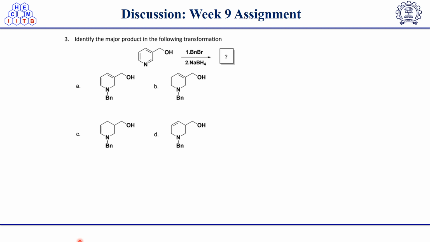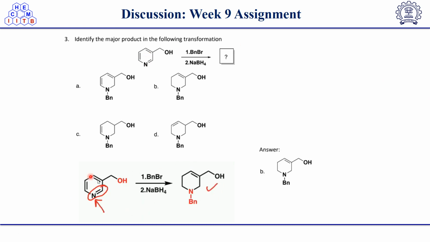So here what is happening? First, this benzyl bromide will protect this nitrogen, and we will get this particular compound, and subsequently reduction of these imine bonds will result in this compound. That is option B is the correct answer. So benzyl bromide is used for the protection of this nitrogen, and NaBH4 is used for the imine reduction. Two consecutive reductions will result in this option B as the major product.